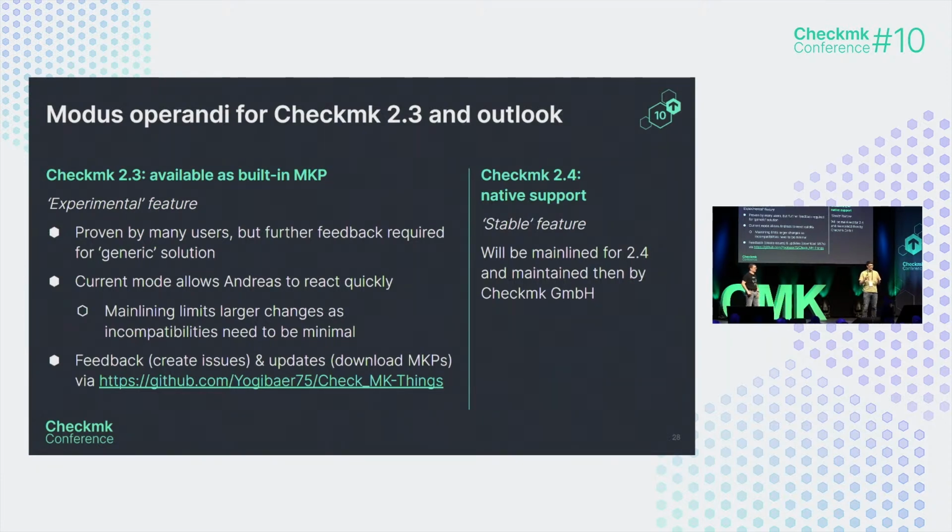Andreas can quickly react to feedback, can build it in, and can offer new MKPs for you to download and put into your site. Therefore, if you have any feedback, you can create an issue in the GitHub repository of Andreas. You can also get newer MKPs. I think you already added new features.